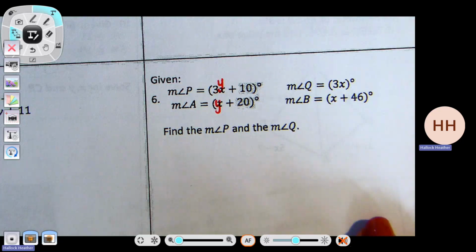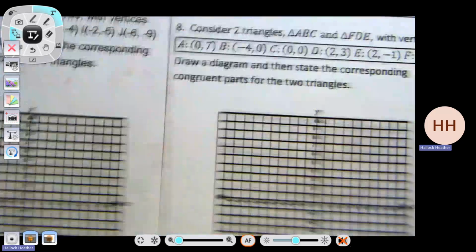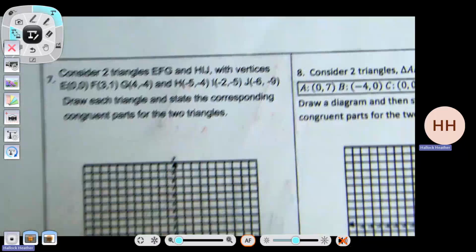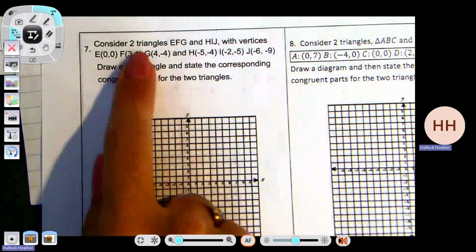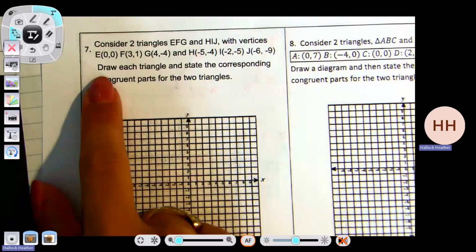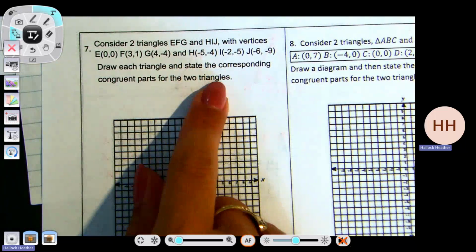On the back, if you look, there are 2 graphs. We're going to do number 7, so that way you have an example and you can do number 8. Number 7 gives you a bunch of coordinate points. It says consider 2 triangles, EFG and HIJ. Notice it did not tell me they are congruent. They don't tell me with the congruency symbol. With vertices EFG, HIJ, draw each triangle, and we have to state the corresponding congruent parts for the 2 triangles.